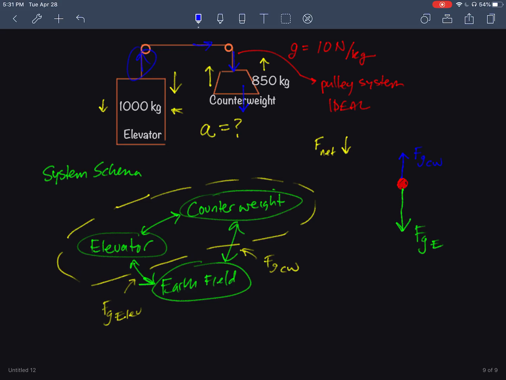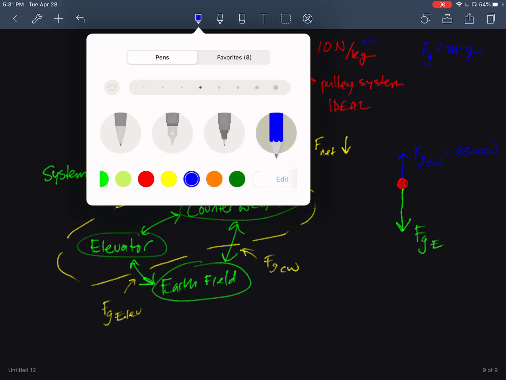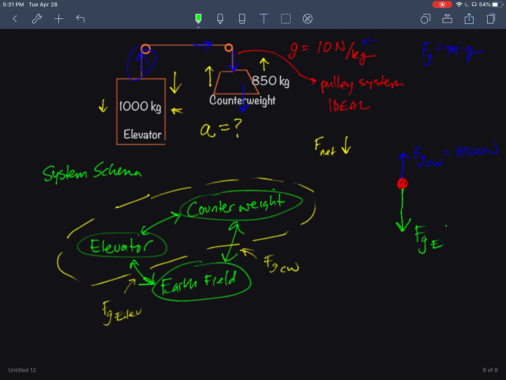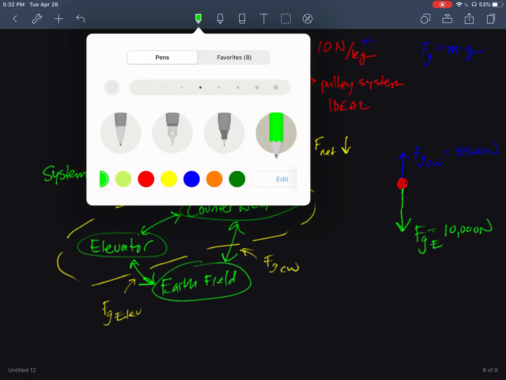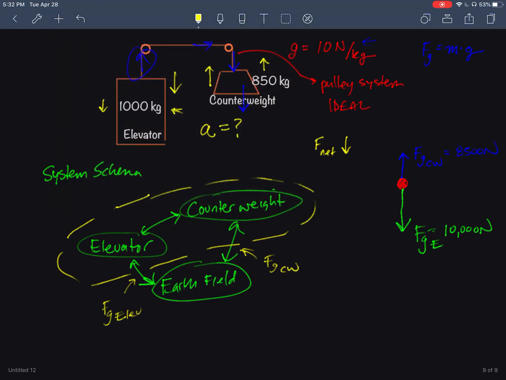So how do I figure out weight? Oh yeah, weight is just mass times the gravitational field constant. And since we are using the simplified version, it's pretty straightforward. I just need to move the decimal over 1. So the weight of the counterweight is 8,500 newtons, and the weight of the elevator is 10,000 newtons. Cool beans. So the net force is the subtraction of those two, and it's just going to be 1,500 newtons.